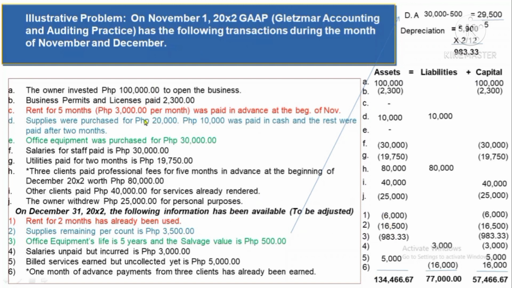So to end this, please always remember that each accountable transaction has at least 2 effects on the A is equal to L+E or L+C. And whatever the transactions are, the A should always be equal to liabilities plus equity or capital.